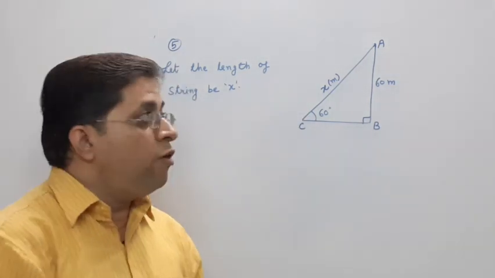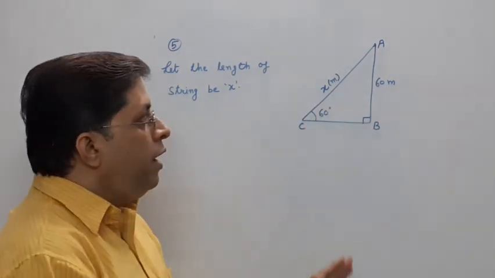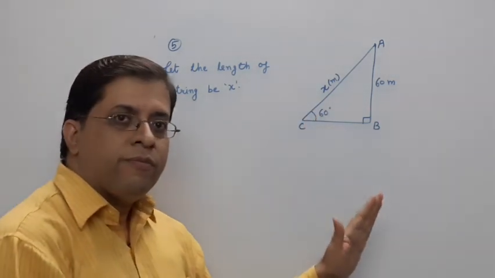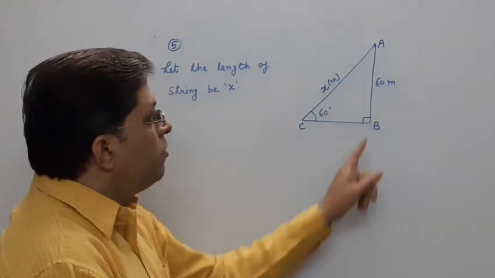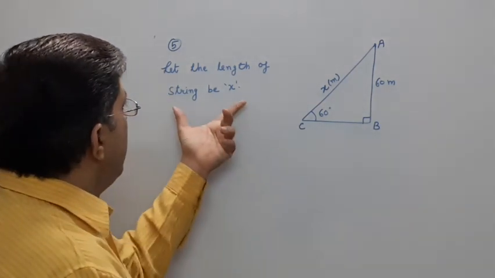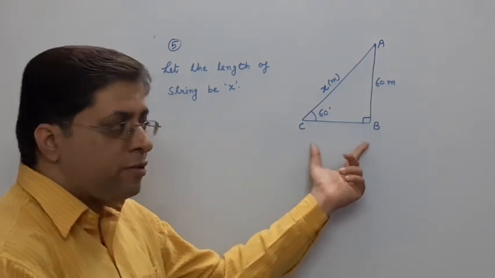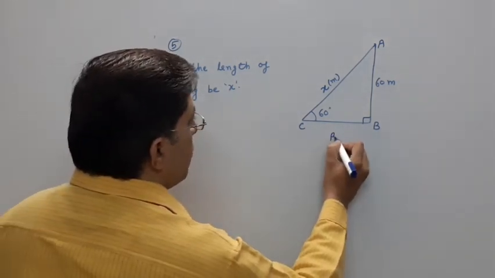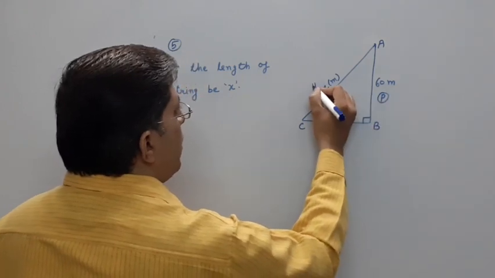The length of the string is what you have to find, let's say it is x meter. The height of the kite from here is given to you as 60 meter. This is the base, because our two angles are there. This is perpendicular, and this is hypotenuse.